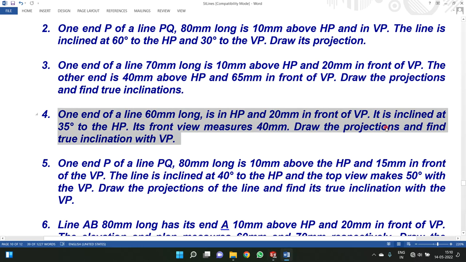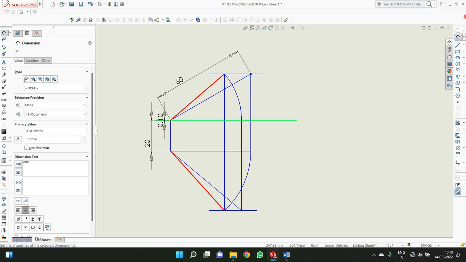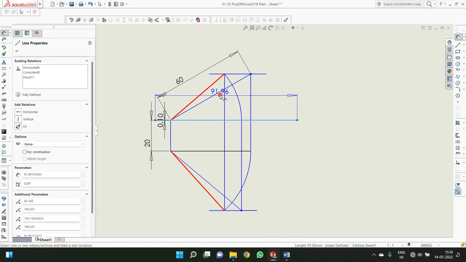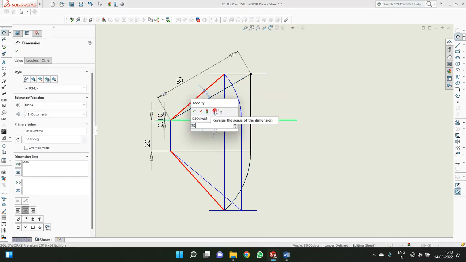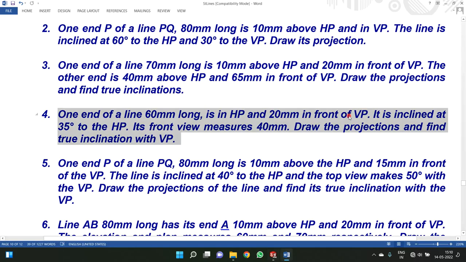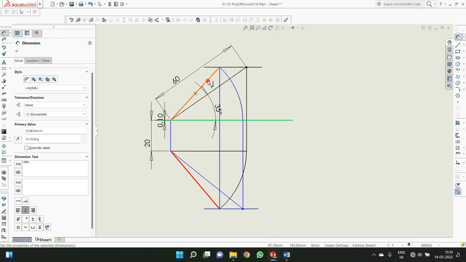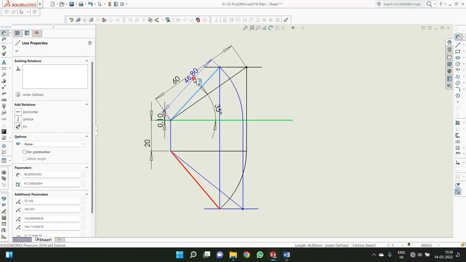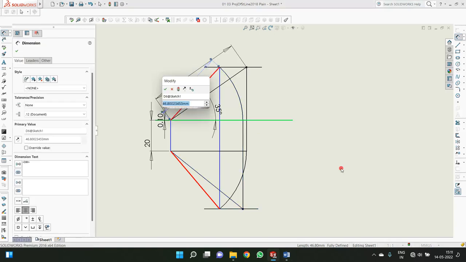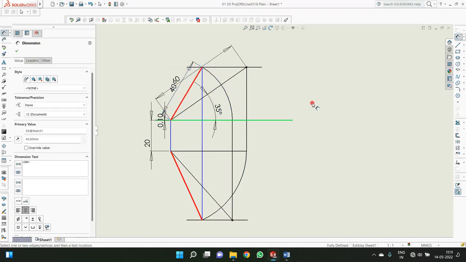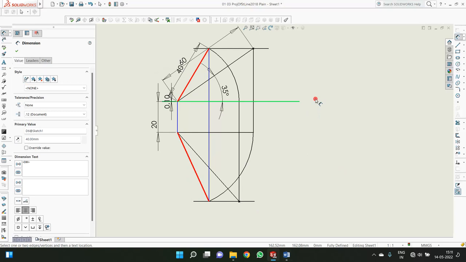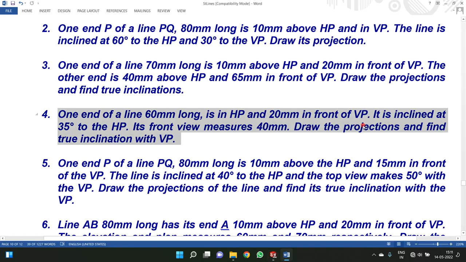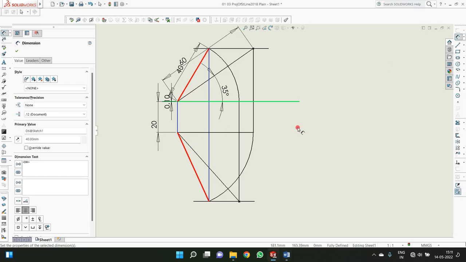The line is inclined at 35 degrees to HP, and the front view measures 40. This red line is the front view, that is 40. Solution obtained. This is the solution for this problem. Apart from the solution, we have to find the true inclination with VP. We see that also. True inclination with VP is this one.